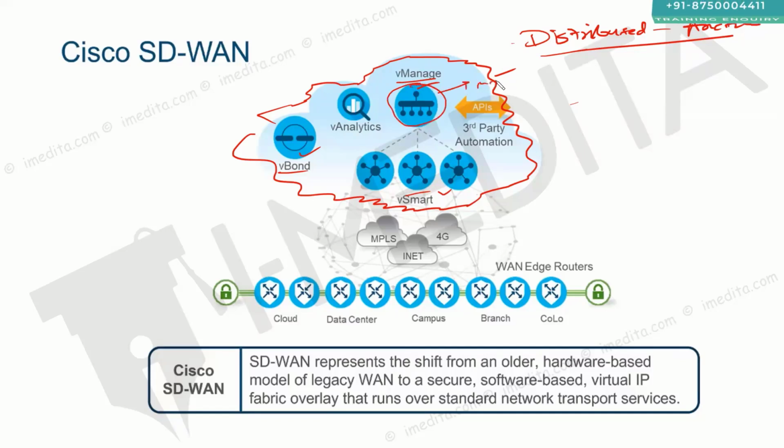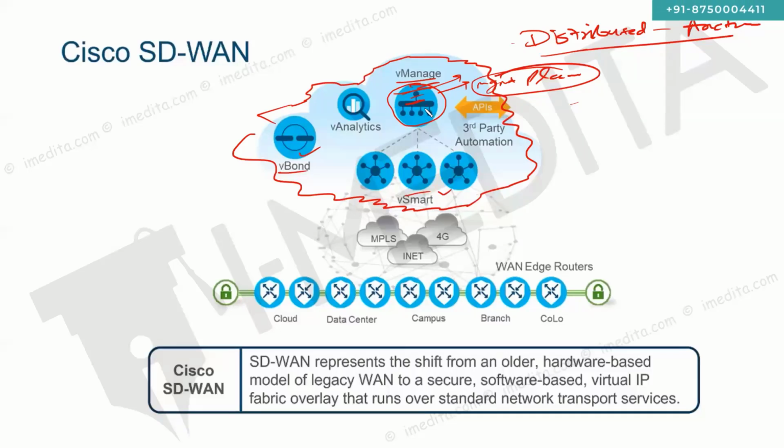Like vManage is the management plane. When I say management plane, it means you are going to manage your entire SD-WAN from vManage. You would always have GUI access to the vManage, meaning the graphical user interface. From there, you would make all your configurations, and not only configurations, but also perform troubleshooting. You would be doing everything from vManage, and even the design can be created on vManage.